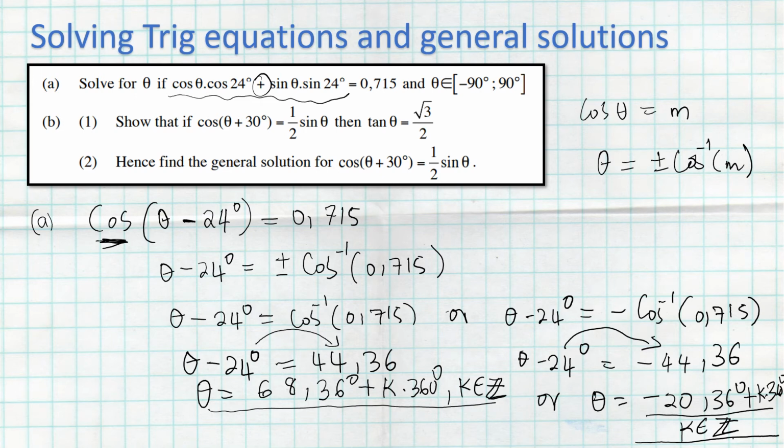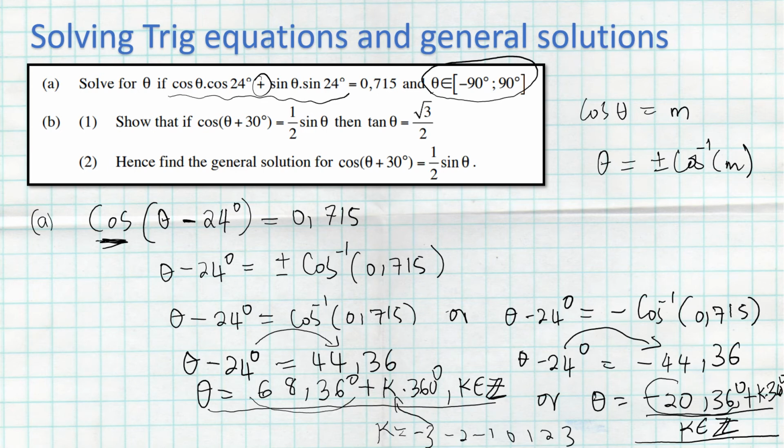Okay, so remember there's a restriction here to say your theta must be between minus 90 and 90, right? And you can see minus 20.36 is part, and also 68.36 is also part. So to get all those other values of theta that are between minus 90 and 90, where there is k, you're gonna substitute by minus 3, minus 2, minus 1, 0, 1, 2, 3, right?